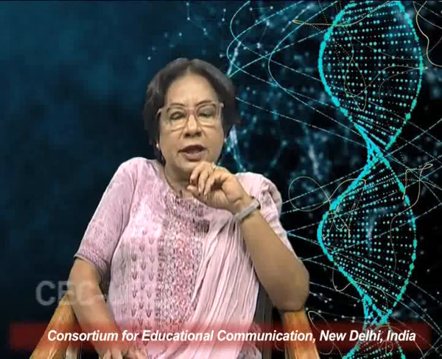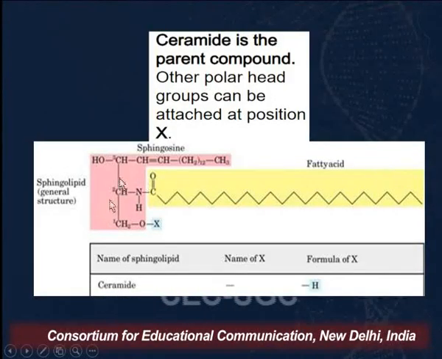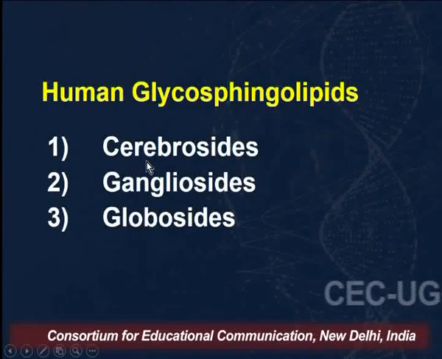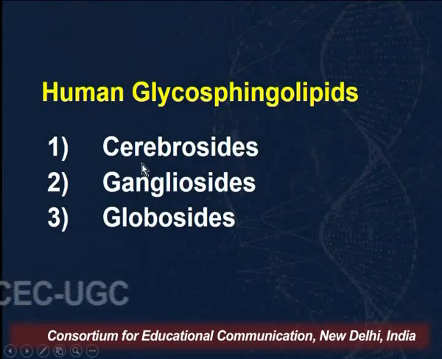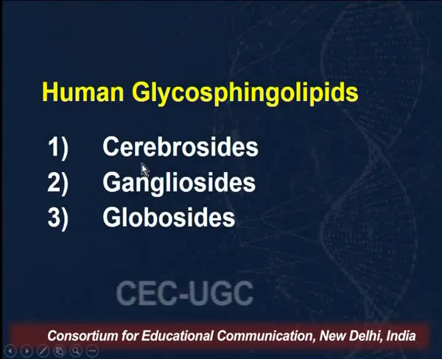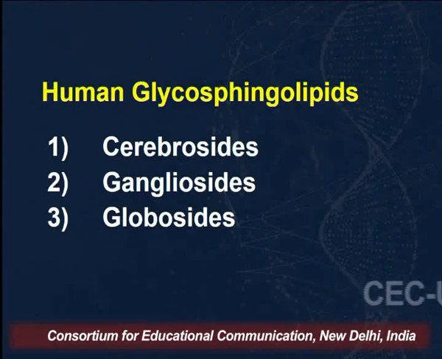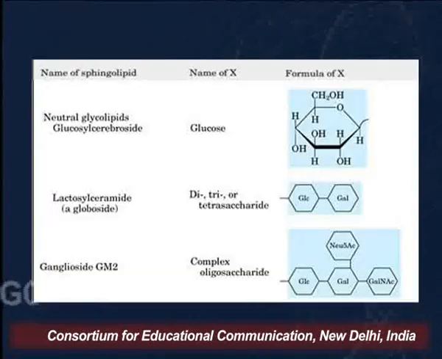So here I've taken an example. This is the simplest example of ceramide. In this ceramide, this X is going to be H. Now we can change this X. We can have different groups here. On the basis of the groups which we have in ceramide, these can be classified into three glycosphingolipids: the cerebrosides, the gangliosides, and the globosides.